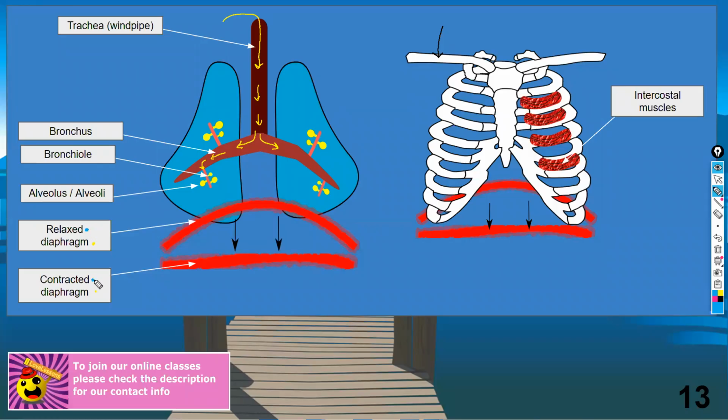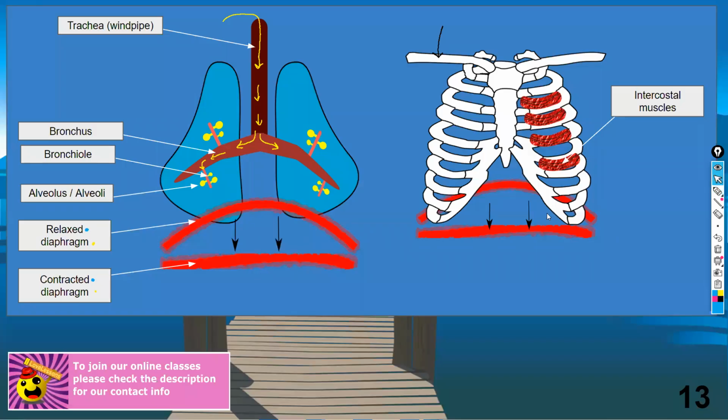called the contracted position. So when you are doing nothing and your diaphragm is relaxed, it is naturally curved upwards. But when it's time to breathe, you contract the muscles and you pull it downwards.